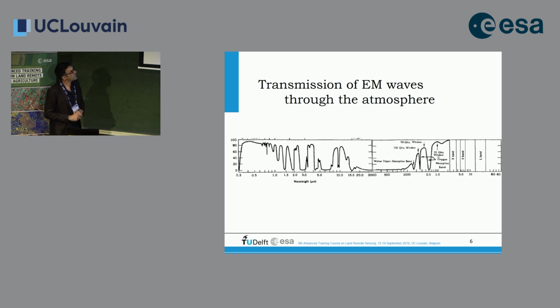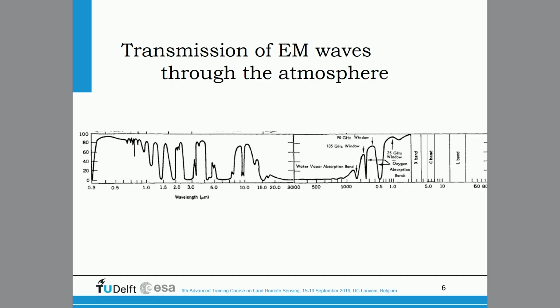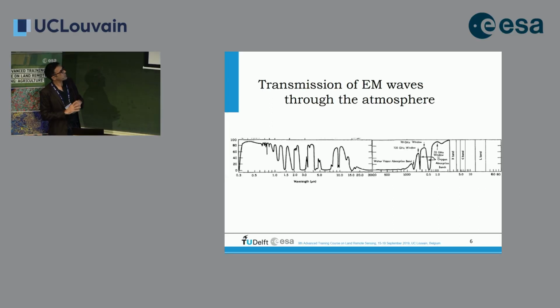In this graph, you see wavelength on the horizontal axis, going from very short wavelengths here in the 0.3 micrometers to very long wavelength. I think the upper right there is in centimeters, 80 centimeters. And on the vertical axis, you see the transmission through the atmosphere. So if it's 100, that means that a wave can penetrate very easily through the atmosphere. If it is 0, then a wave with that frequency cannot penetrate it.